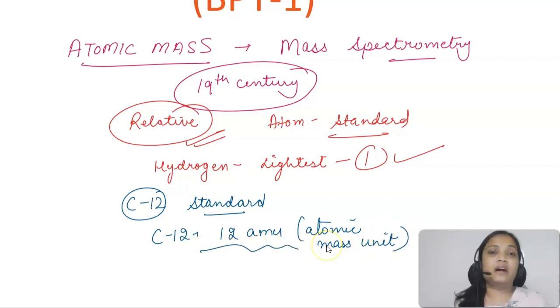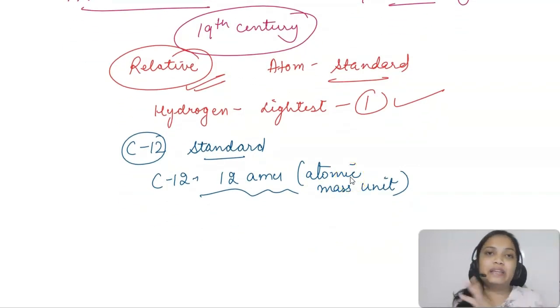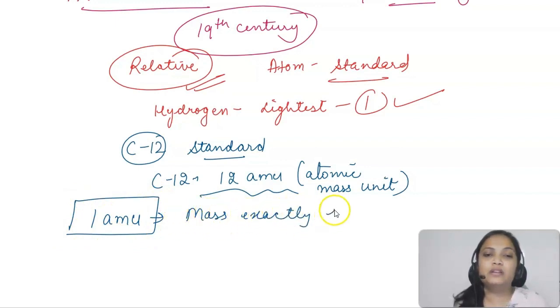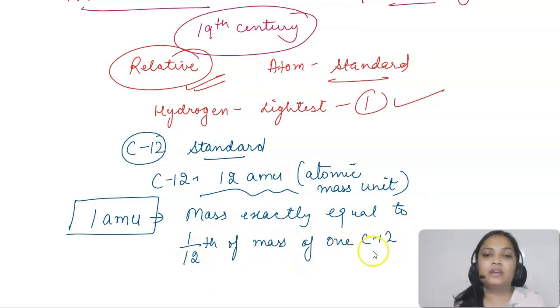So the mass of carbon-12 was taken to be 12, and with respect to that, 1 AMU was established. So what is 1 AMU? Very important: it is the mass exactly equal to 1/12 of the mass of a carbon-12 atom. It means if I divide the mass of a carbon atom by 12, I will get the value of 1 atomic mass unit.